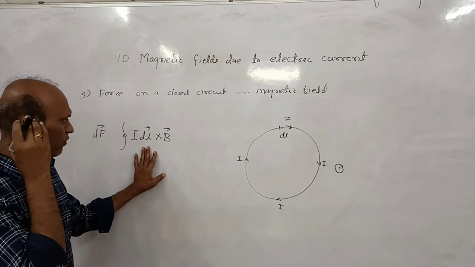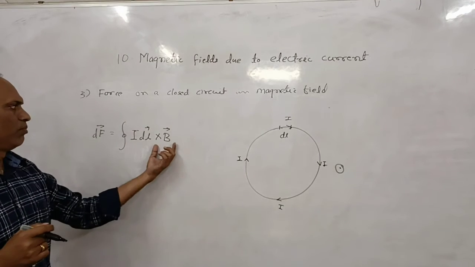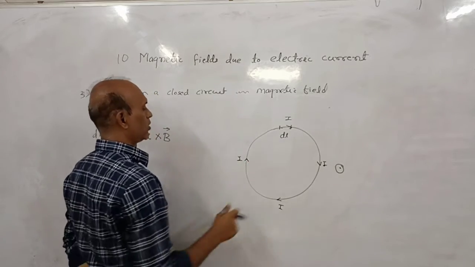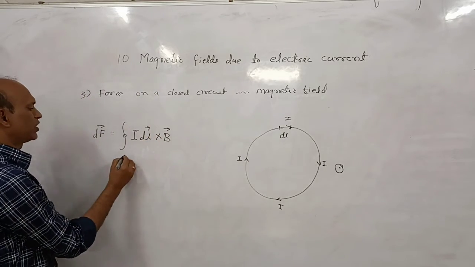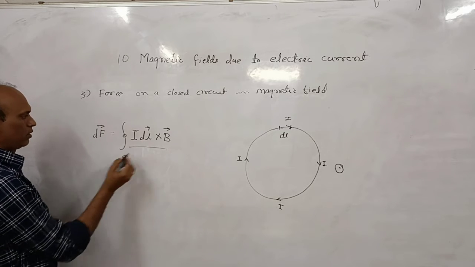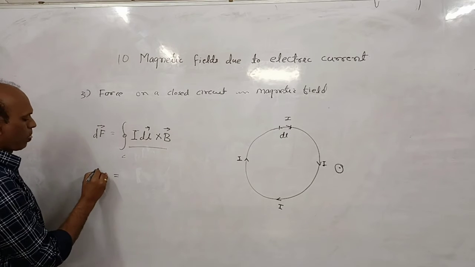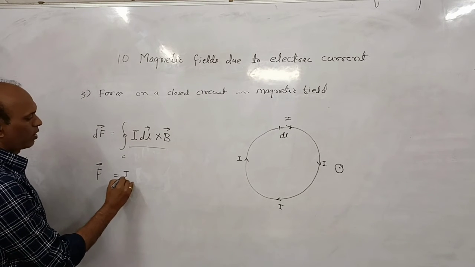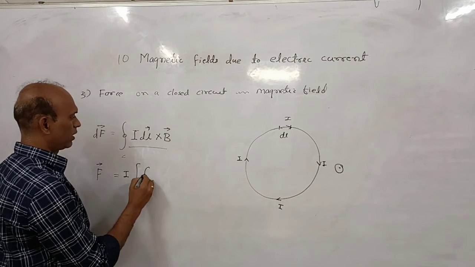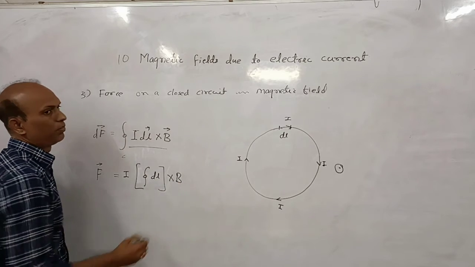So the force on this element is dF equal to I dl B, and we are taking the force on the entire circle. So the integration of this term, again the constant term will be outside the integration. So F will be I times the integration over the closed loop of dl cross B.